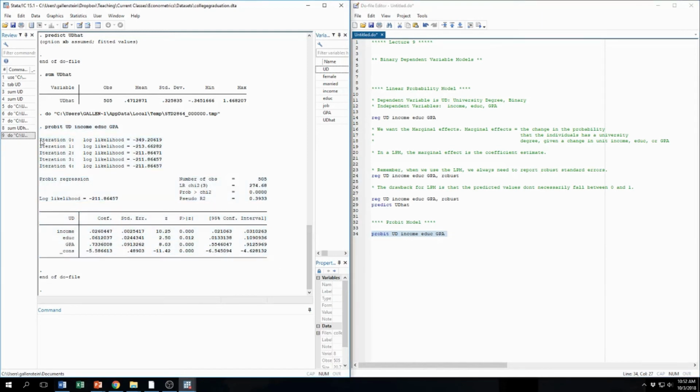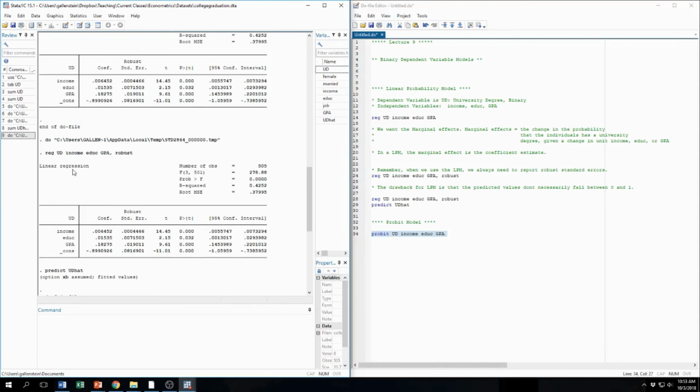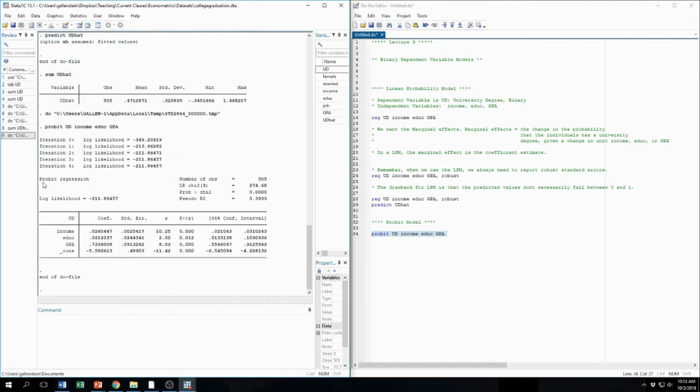First, we have this log of iterations. This has to do with how the computer is solving the maximum likelihood function. It's different than how it solves for ordinary least squares, but we're not going to focus on this right now. It says Probit regression instead of linear regression. So here's an example of our results from the linear probability model. Here's an example of our results from the Probit model, so we can compare them.